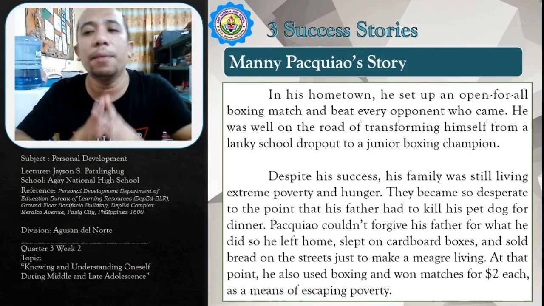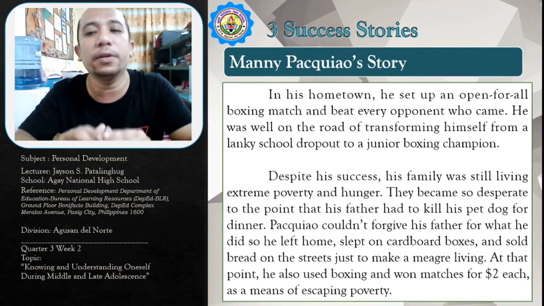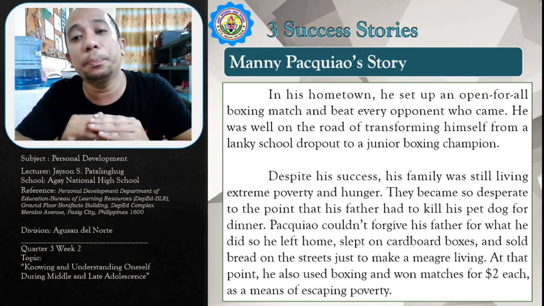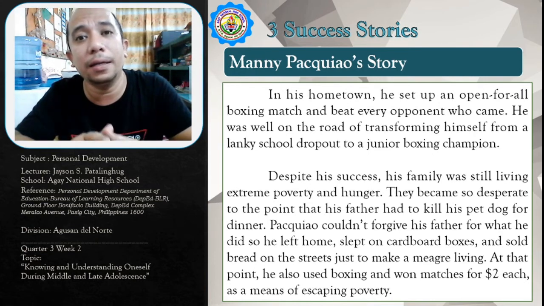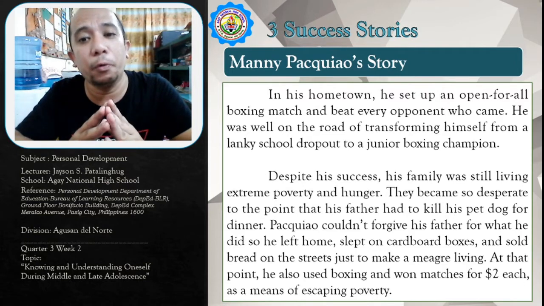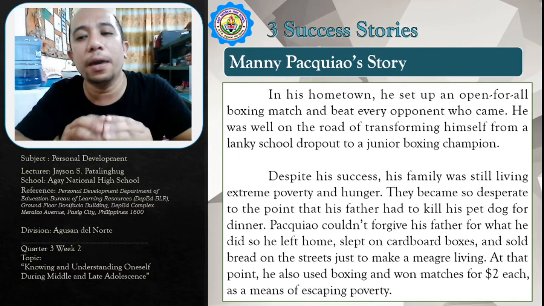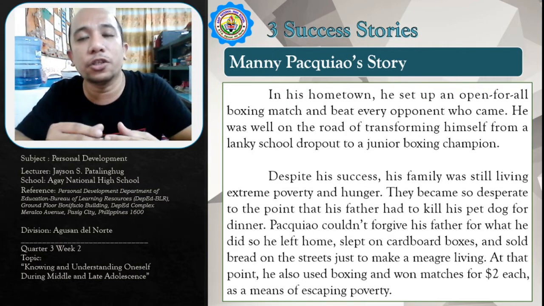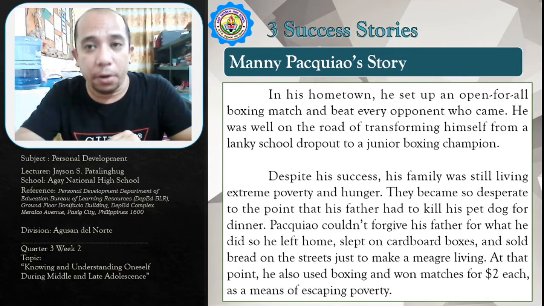Despite his success, his family was still living in extreme poverty and hunger. Napakahirap po ng pamilya nila. They became so desperate to the point na pinatay ng papa niya yung aso niya, alagang aso ni Manny, para maging hapunan. Okay, Pacquiao couldn't forgive his father for what he did, so he left home, slept on cardboard boxes, and sold bread on the street just to make a meager living. At that point, he also used boxing and won matches for $2 each as a means of escaping poverty.